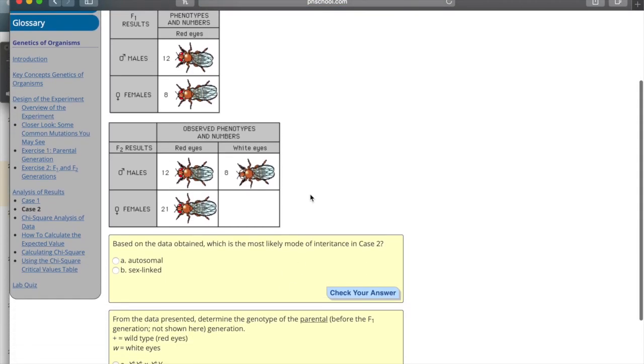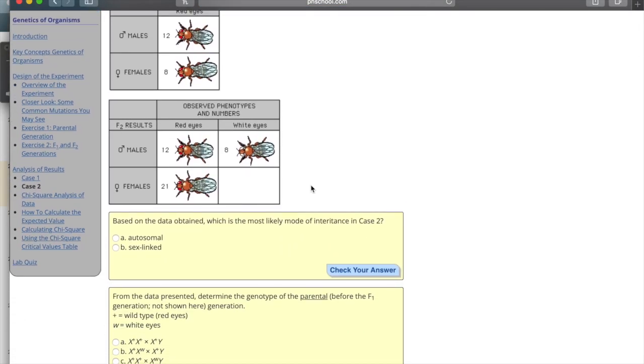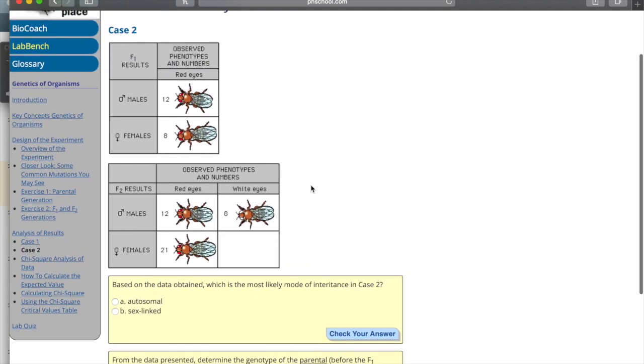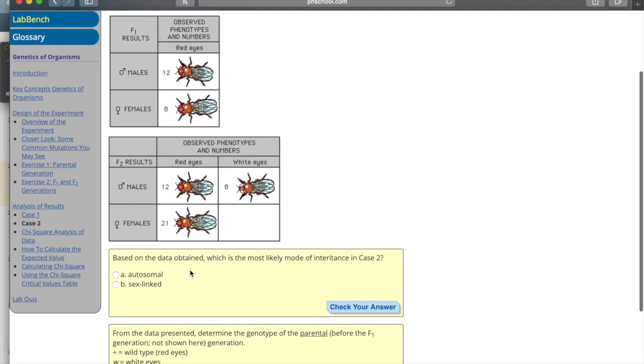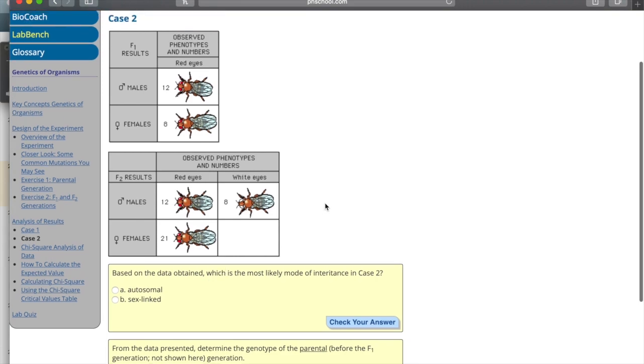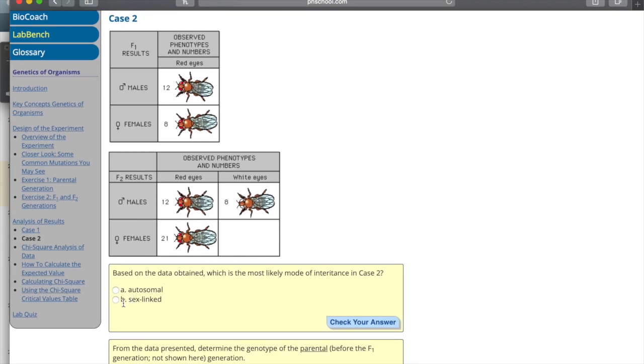All right. And now this one gets a little bit more complicated. So based on the data obtained, which is the most likely mode of inheritance in case 2? So let's take a look here. We're looking at autosomal or sex-linked again. So in our F1 generation, we have relatively the same number of males and females, and they're all red eyes. Whereas in the F2 generation, we have no females that are white eyes.